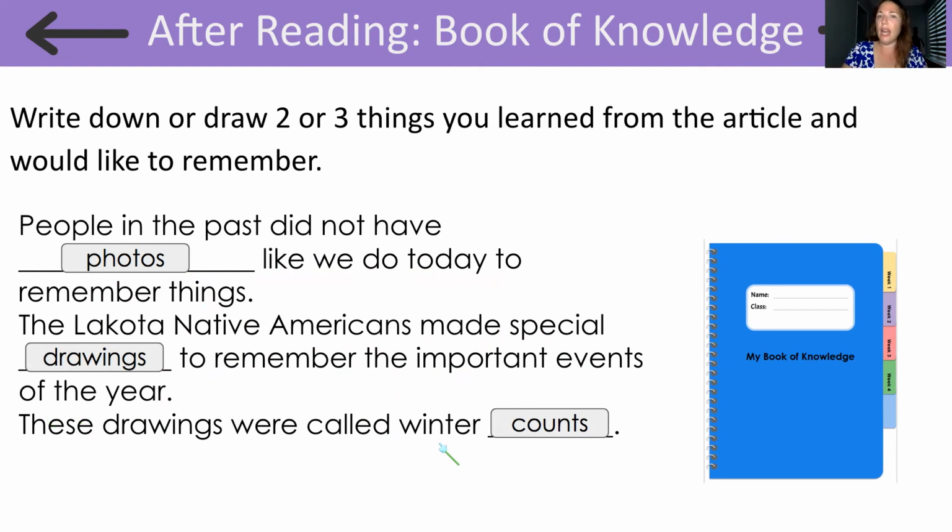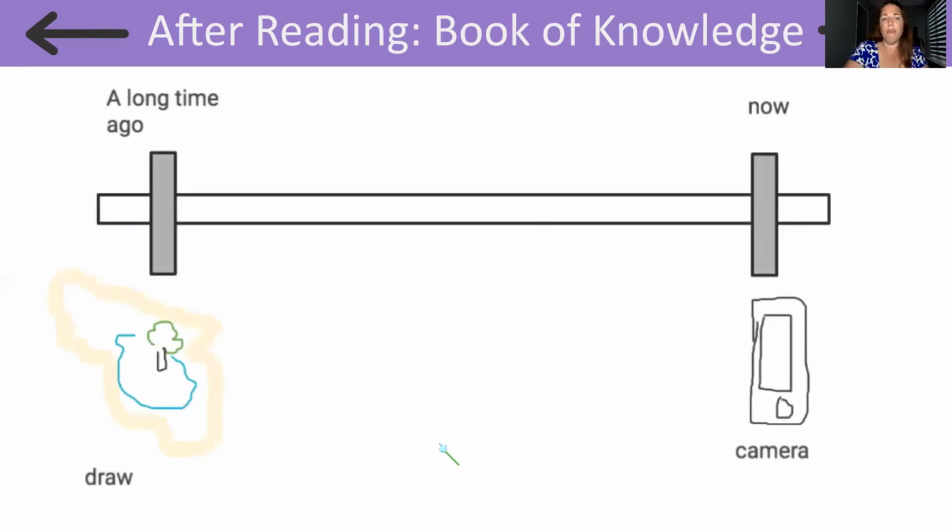So readers, it's so important that we think about what we're learning and what we want to remember after reading our articles. And I drew a picture of what happened a long time ago. A long time ago, they had to draw a picture of what they wanted to remember. But now we use a camera to take a picture of what we want to remember. So I took what I wrote in my drawing and my labels to help me write a few sentences about what I learned from our article, A Day, Pictures of the Year.